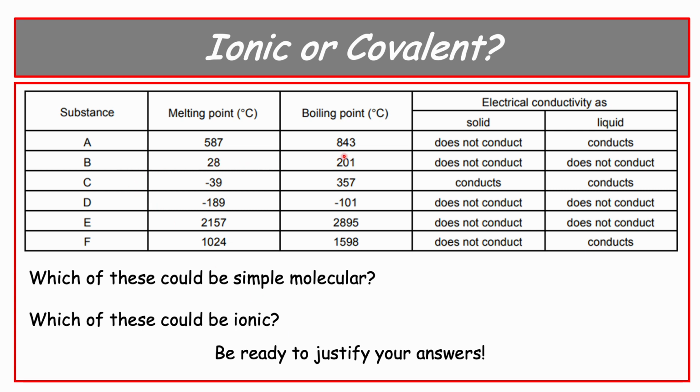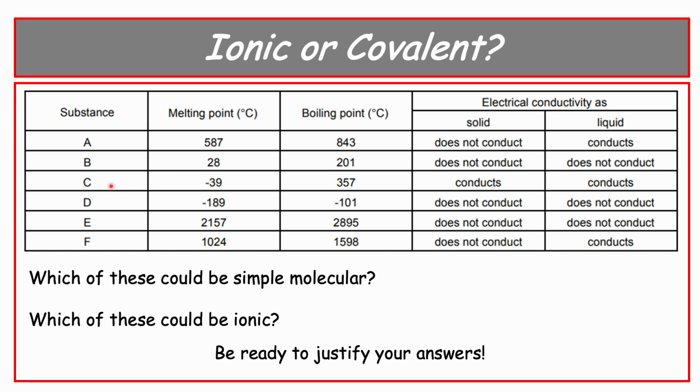B has a low melting and boiling point and can never conduct. So B must be simple molecular because it's got a low melting and boiling point because of the weak intermolecular forces between molecules, so not much energy is needed to overcome them. And it doesn't conduct electricity because there are no free electrons or ions.